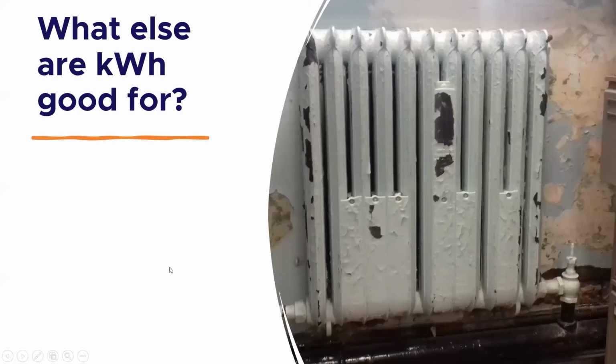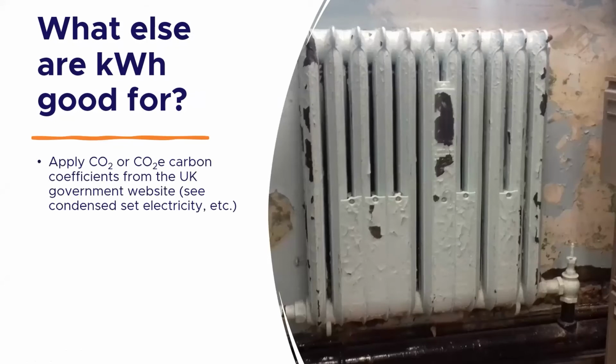Right, so let's say you finally get your annual kilowatt hours. What good are they? Well, there are lots of different uses, but we'll talk about two here. For starters, you can apply carbon, CO2, or carbon equivalent, that's CO2 considering the other greenhouse gases as well, coefficients from the UK government website. So just Google the coefficients. There's an Excel spreadsheet of the condensed set of data, as I believe we're up to 2022 now.